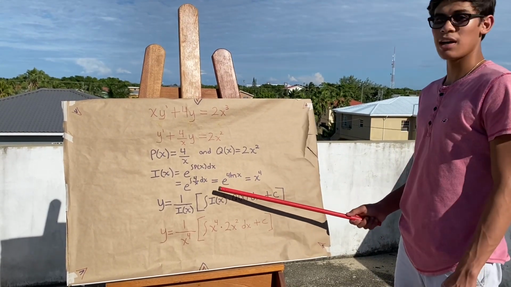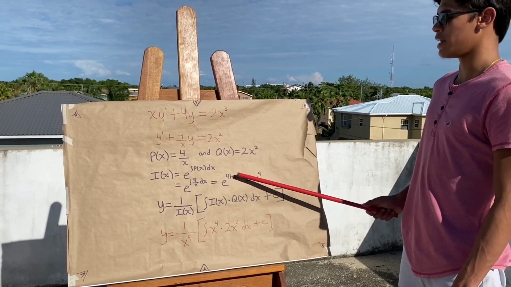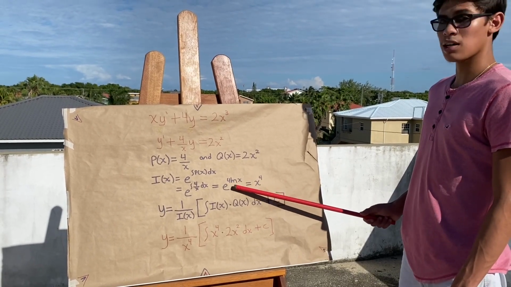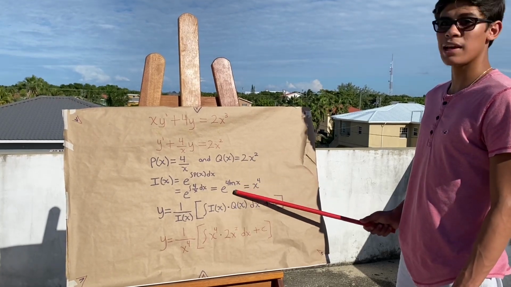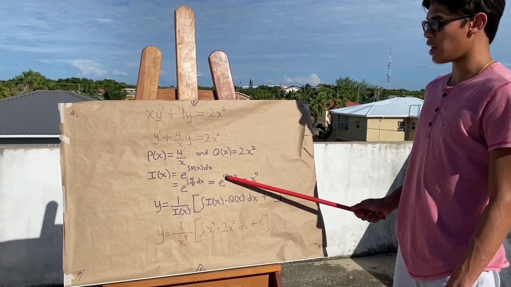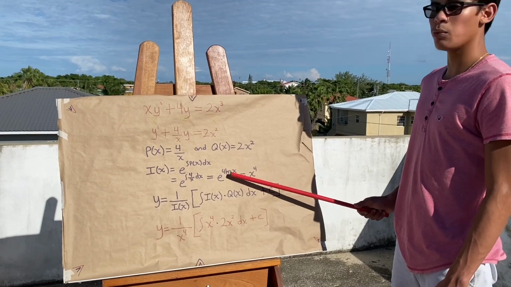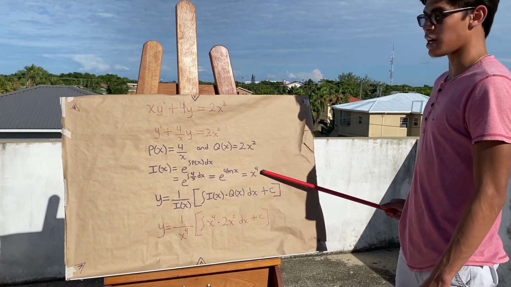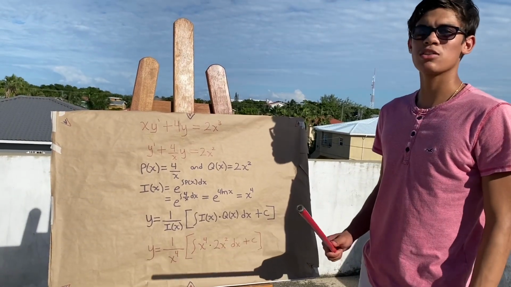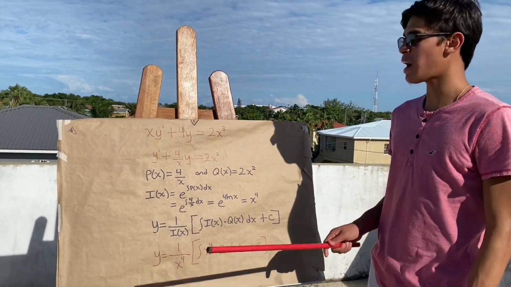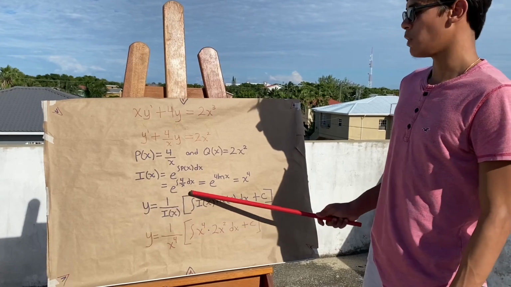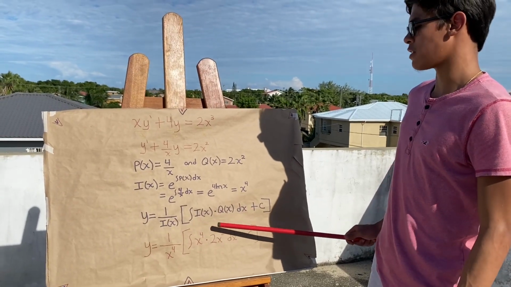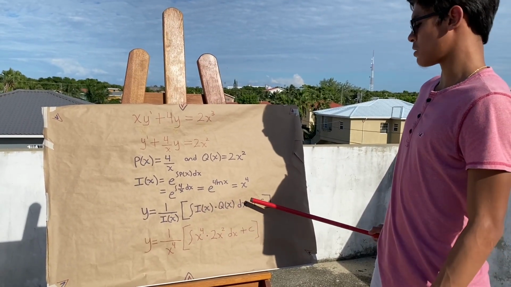And integrating that, we get e to the 4 ln x. But this is also written as e to the ln x to the 4th. And ln has a base e. So that means e and the ln will cancel out and we will only be left with x to the 4th. The equation to solve a first order differential equation is given by y equal 1 over the integrating factor I of x multiplied by the integral of I of x times q of x dx plus c.